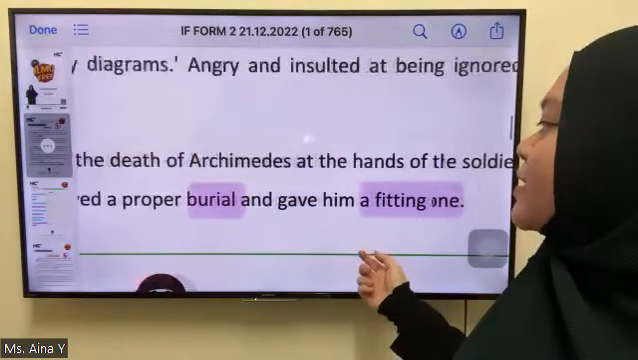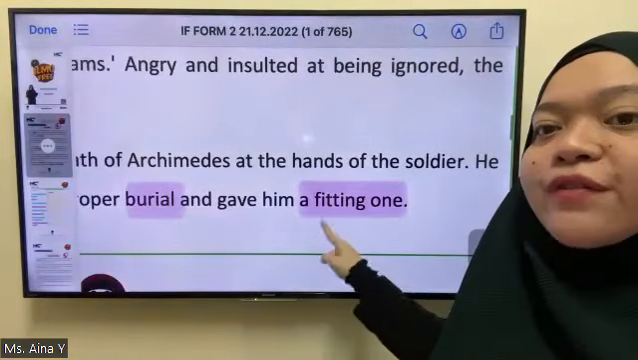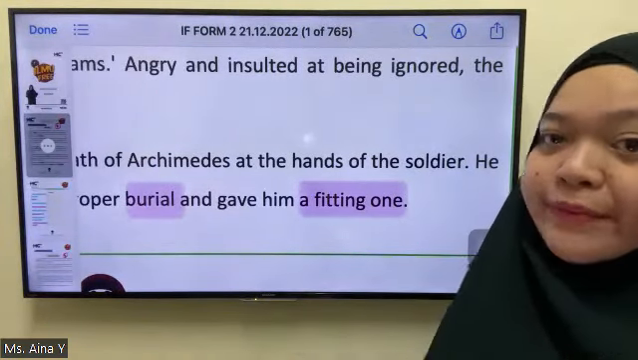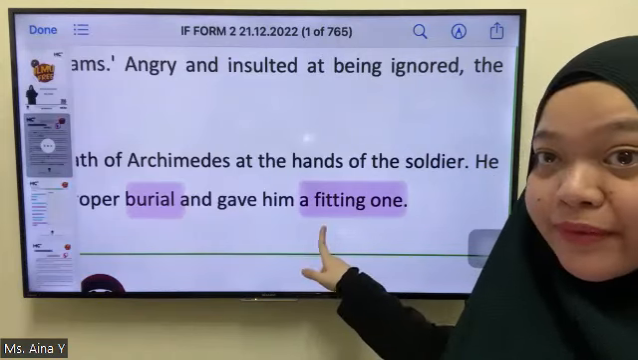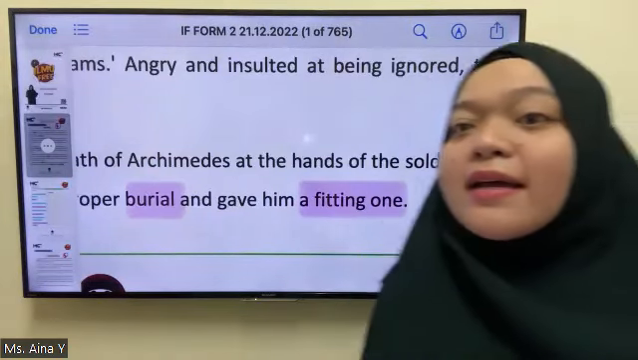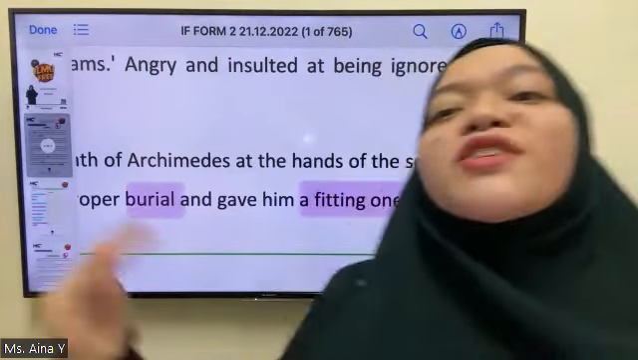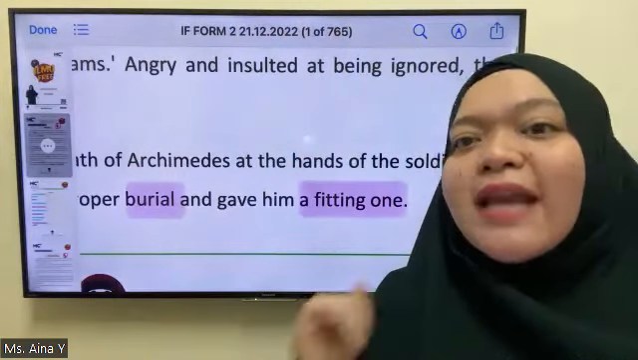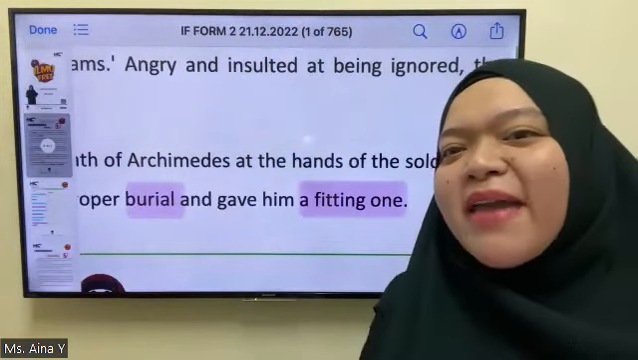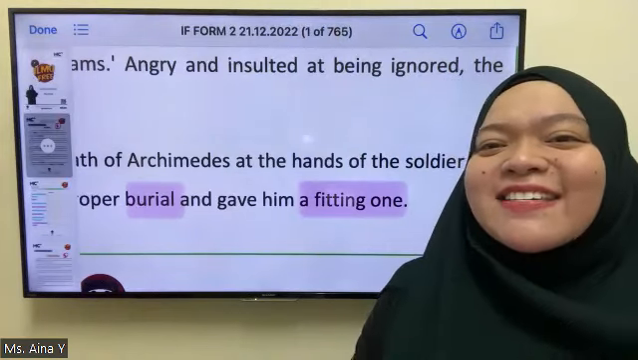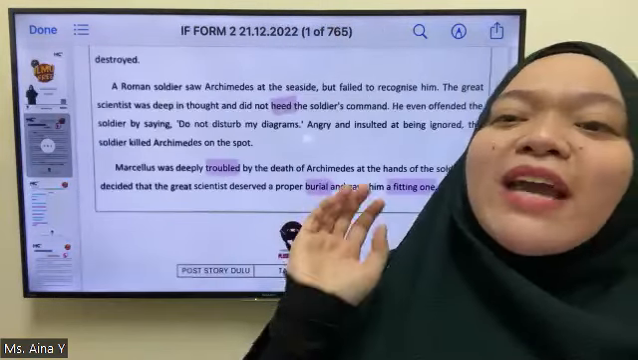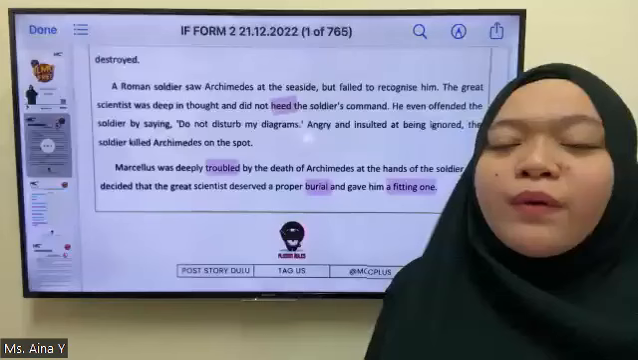Okay. Last one. A fitting one. So, fitting kat sini bermaksud a suitable one. Again, a suitable one. Okay. Dah. Dah tulis semua? Are you guys ready to go through the text now? So cute. All right, if you guys are ready, let us go through the text.